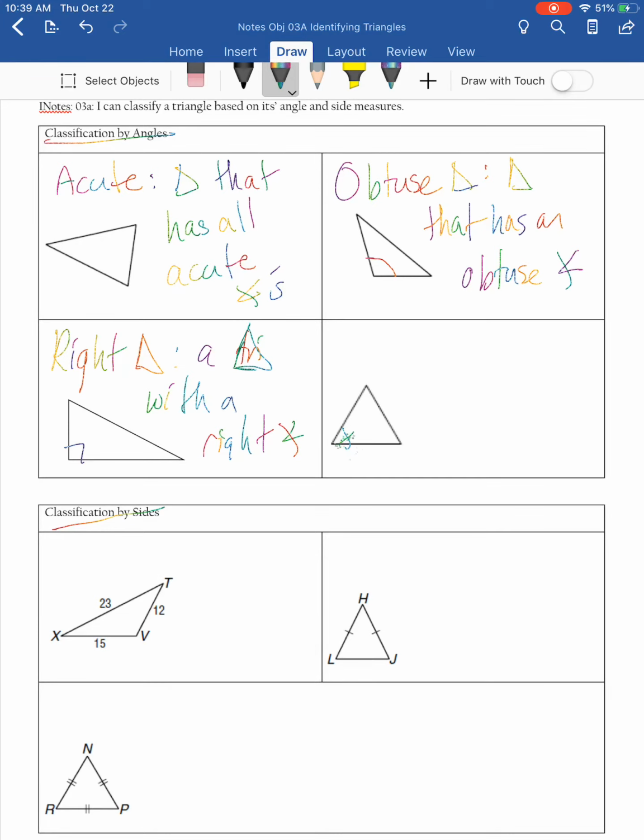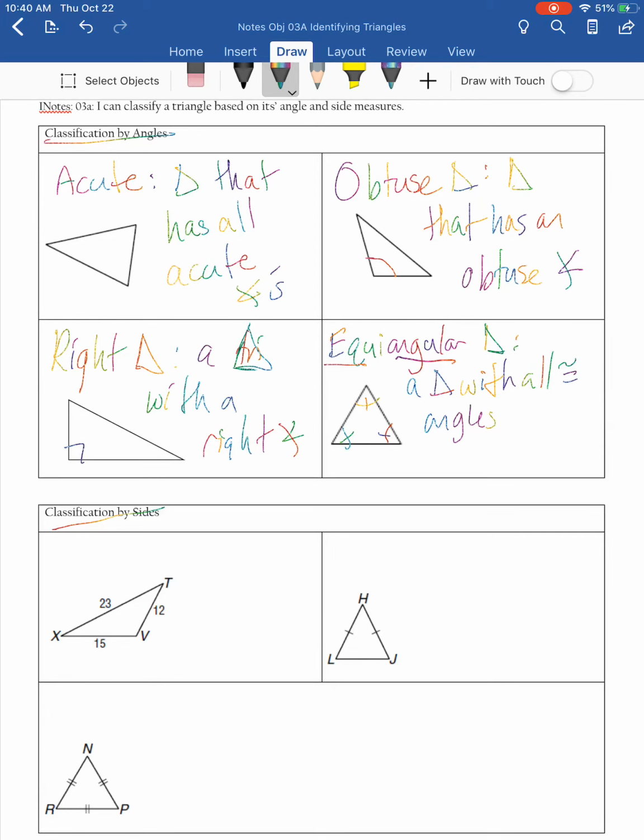This next one, this is probably one of the newer ones. This is an equiangular triangle, and it's actually in the name: equa, meaning equal, angular meaning angles. So an equiangular triangle is a triangle with all equal angles. Okay, all congruent angles.